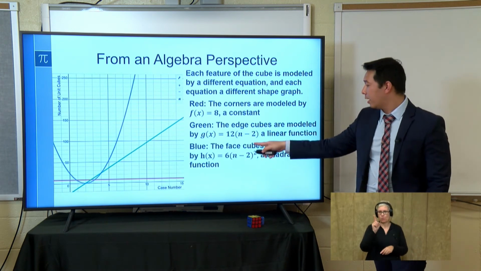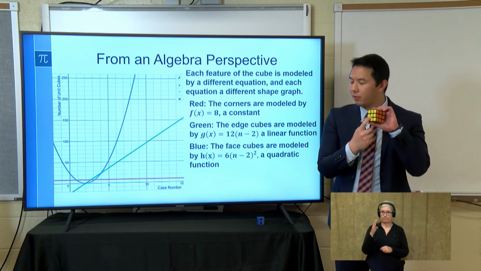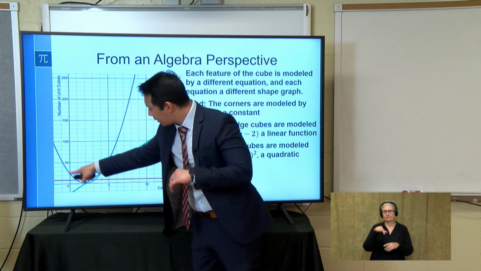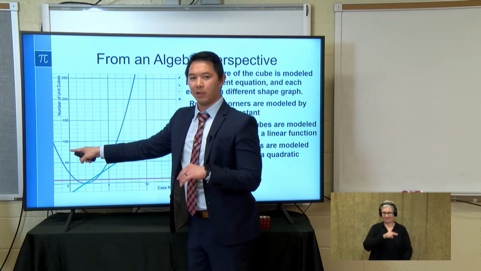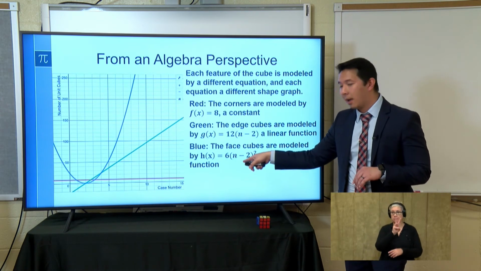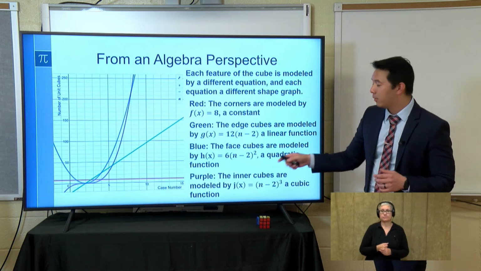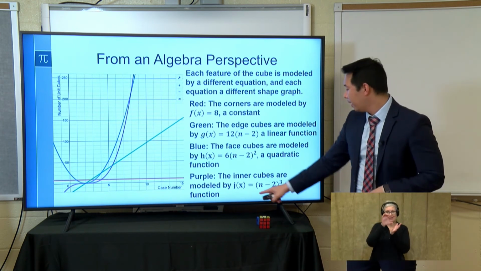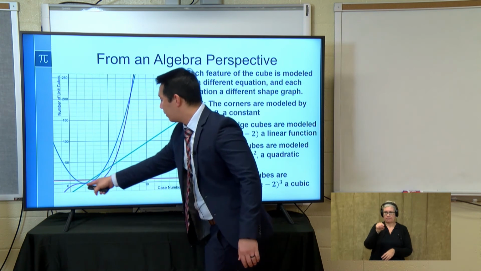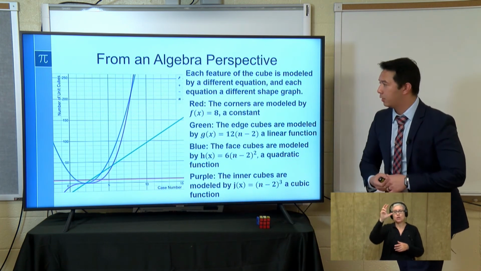In blue here, we're talking about the face cubes, the center square on each face. And we just finished talking about quadratic functions, so look at the shape of this graph. It's that parabola, and we can model that with 6 times n minus 2 squared. Additionally, when I'm talking about the inner cube, we can model that with n minus 2 cubed, and when we graph it, we end up with something called a cubic function, something that you're going to explore more in Algebra 2.